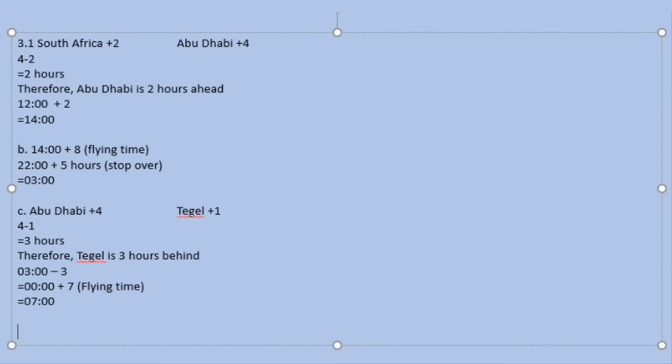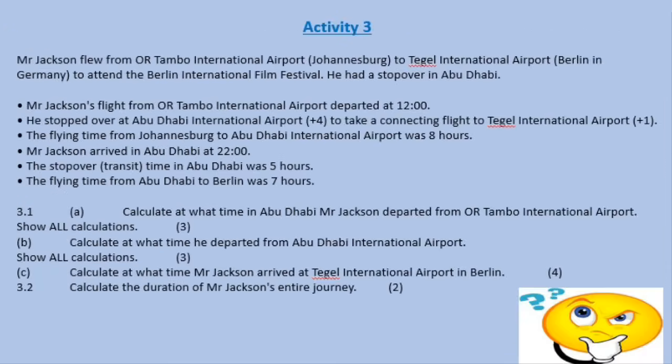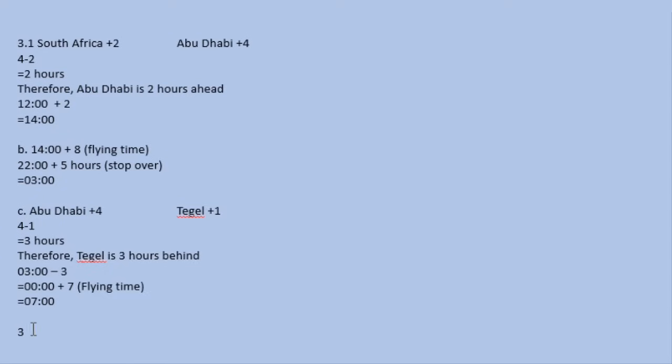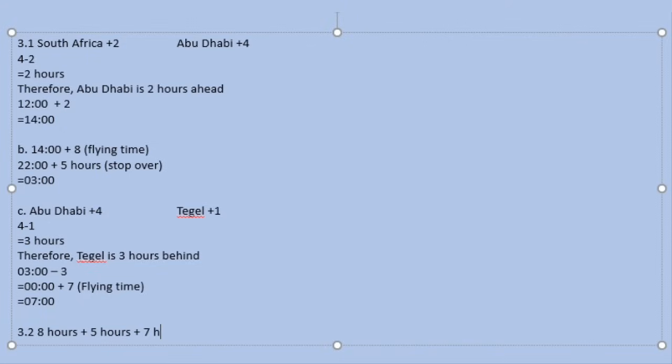Okay, let's look at the last question, which is 3.2. Calculate the duration of Mr. Jackson's entire journey. So we add all the flying times, which is 8 hours plus 5 hours plus 7 hours, which equals 20 hours. So that's the time that he traveled. That's the total of the entire journey.